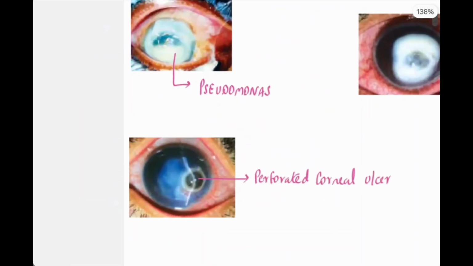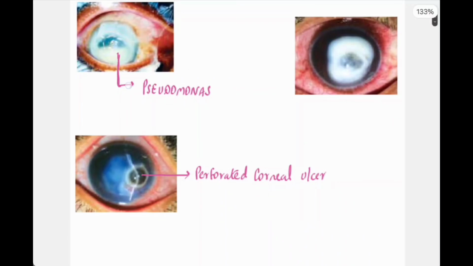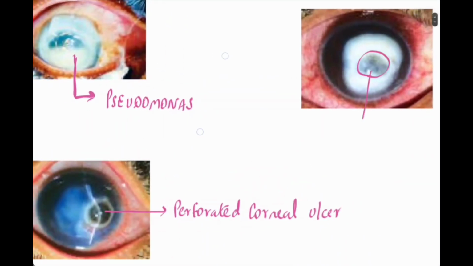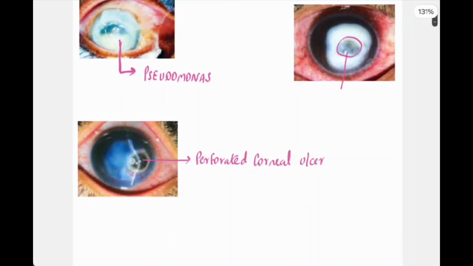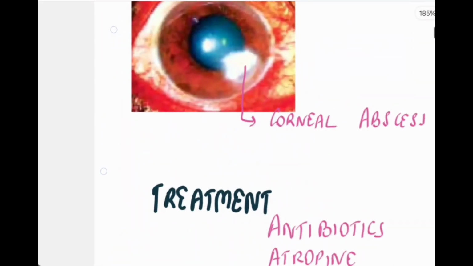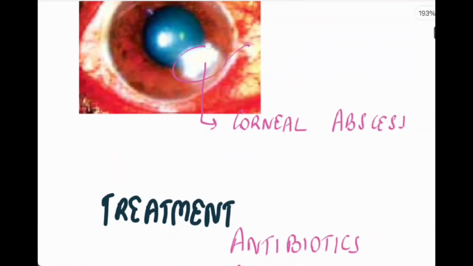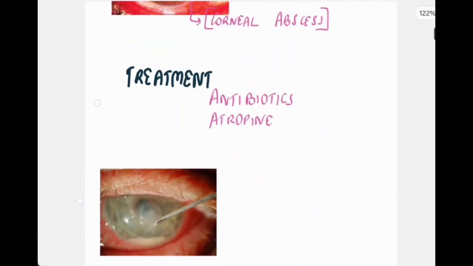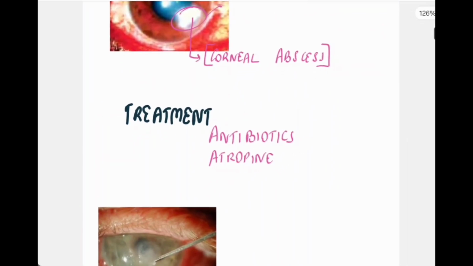This picture depicts infection with Pseudomonas, and here we can see a corneal ulcer with impending perforation, and this here is a perforated corneal ulcer. Corneal abscess is a localized suppuration in the deep stroma under intact corneal epithelium. It is usually associated with staphylococcal infection.